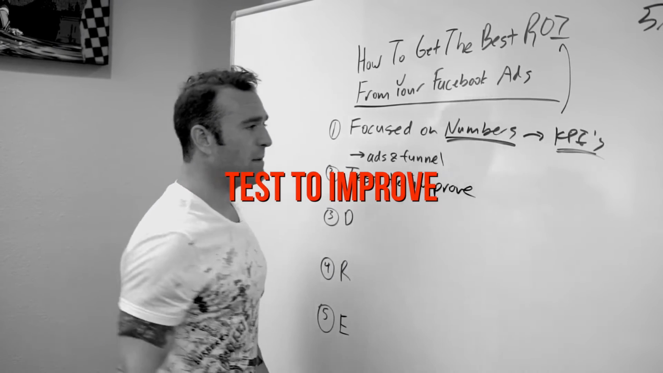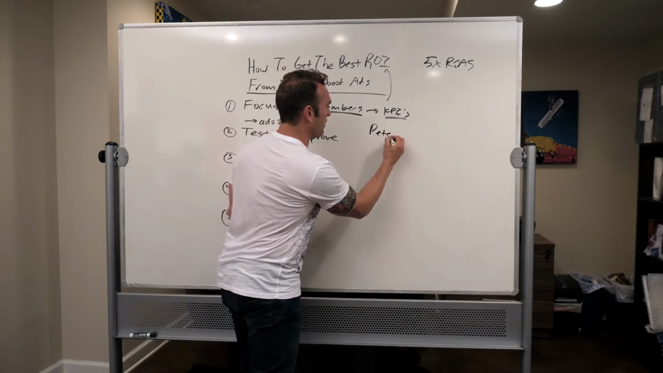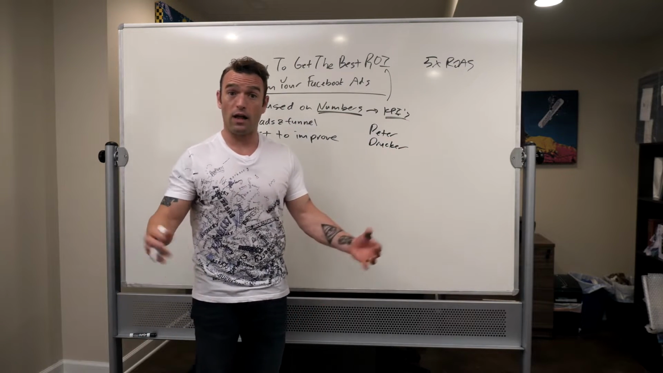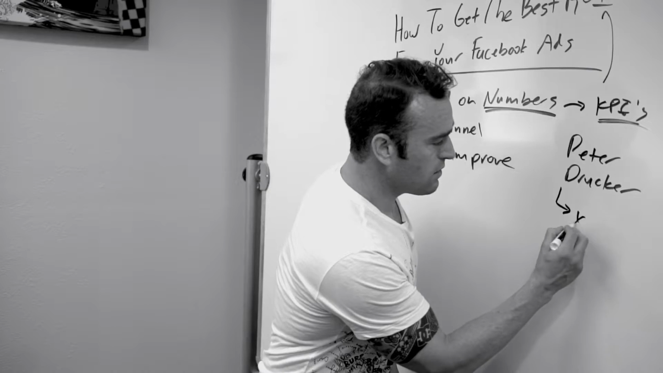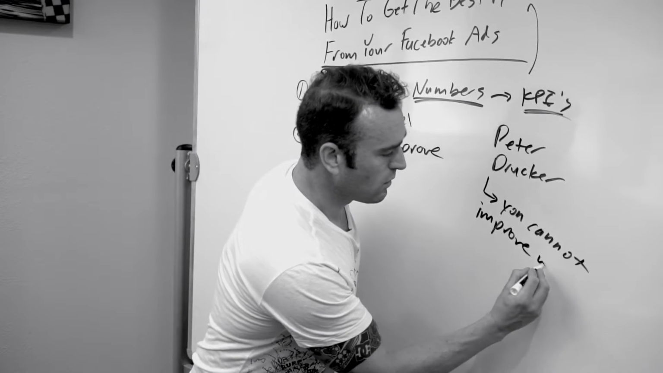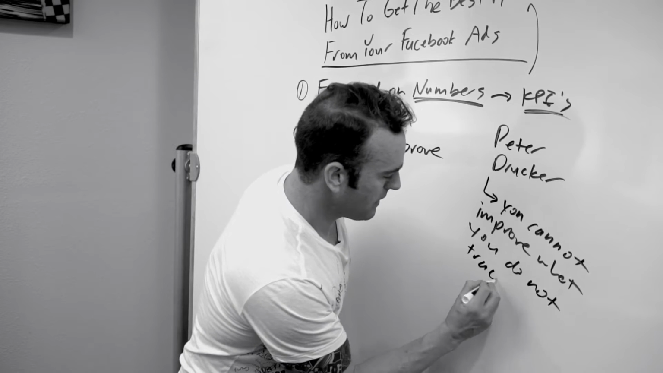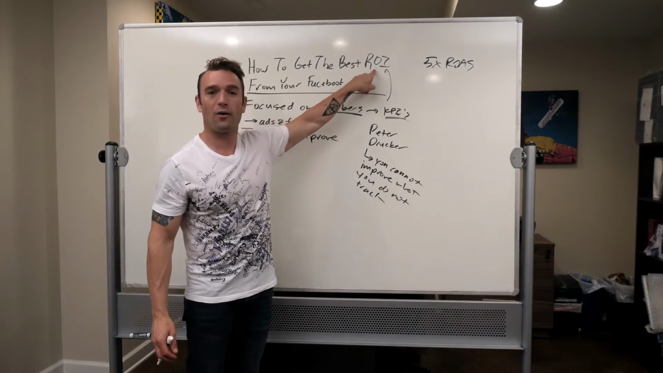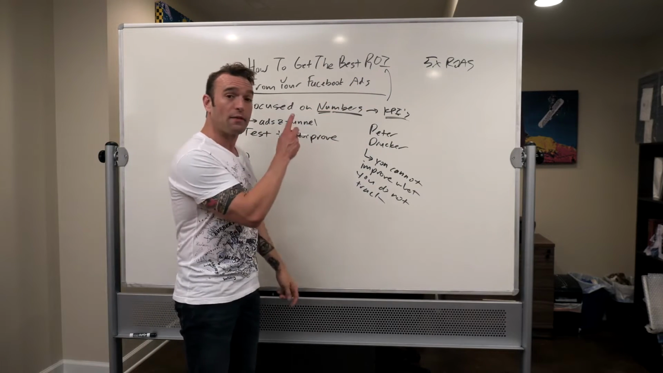Okay? So a famous business strategist and philosopher is a man by the name of Peter Drucker. Right? Now, he has started many big companies and has written a lot of books. And so what Peter talks about, one of his most famous quotes is, you cannot improve what you do not track. Okay? So if you're not tracking your numbers, then how the hell are you going to improve to get the best ROI?